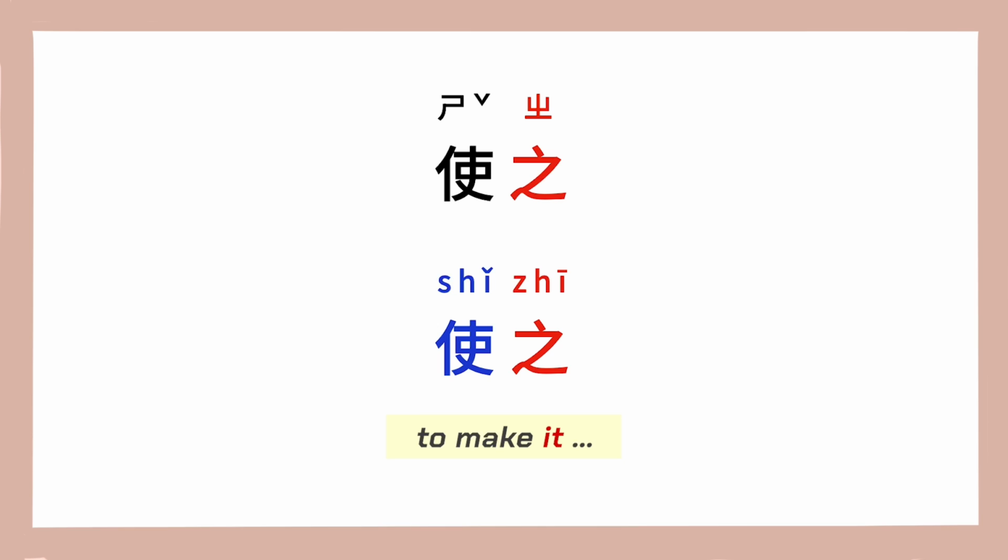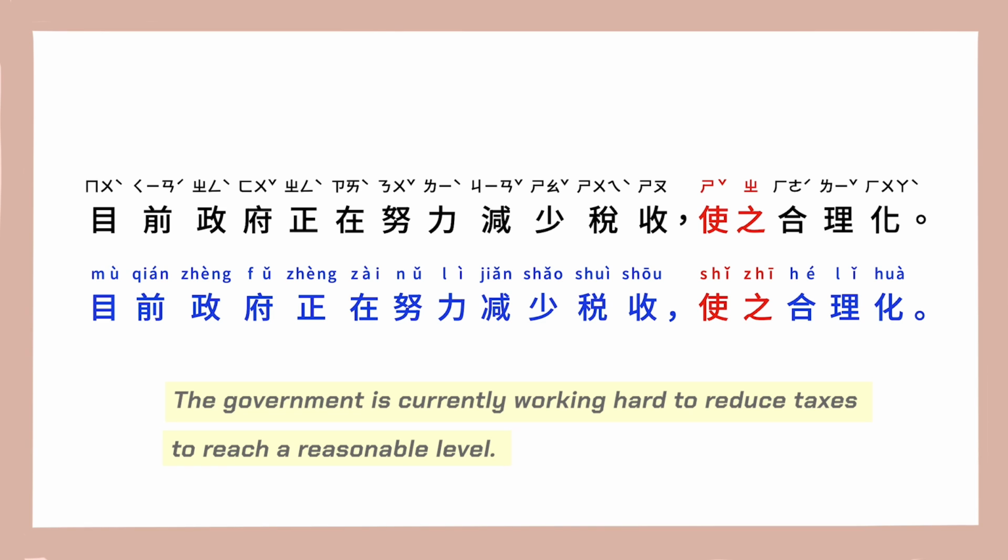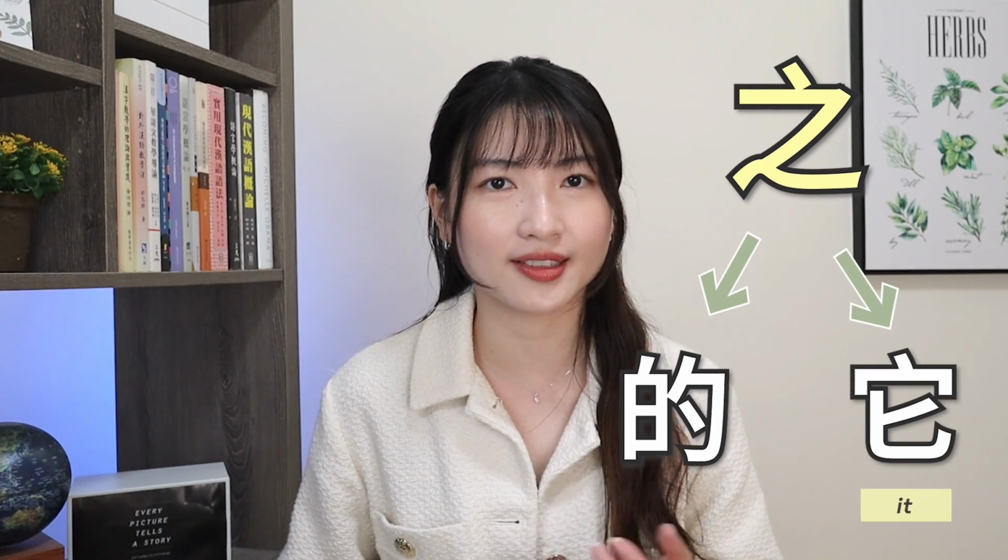Another one, 使之, to make it. 目前政府正在努力减少税收，使之合理化。The government is currently working hard to reduce taxes to reach a reasonable level. So when you see 之, it could mean 的 or 它 depending on its context.